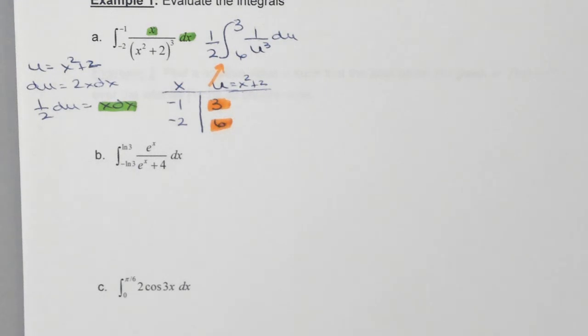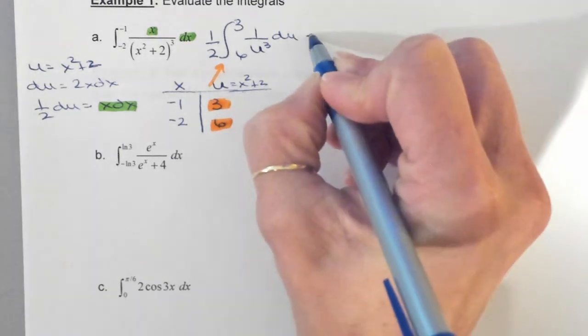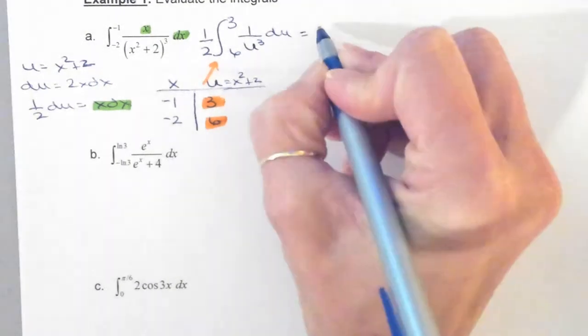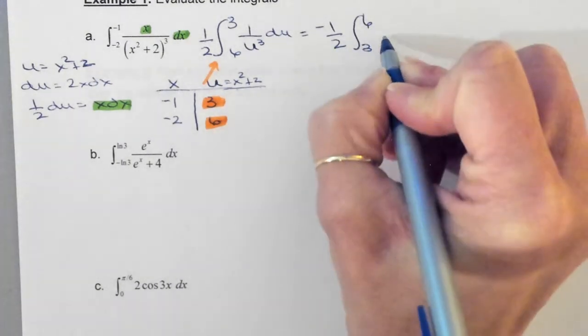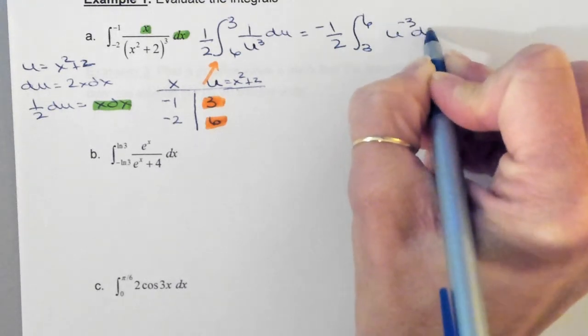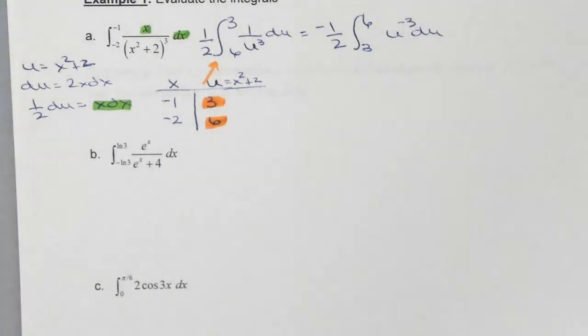Okay, what's the problem with the bounds? Right. I need to flip them over. So how do we do that before we integrate? Yes, so this is negative 1/2 integral 3 to 6. And can I write this as u to the negative third du, because it's going to help me integrate anyway? Everybody okay so far?